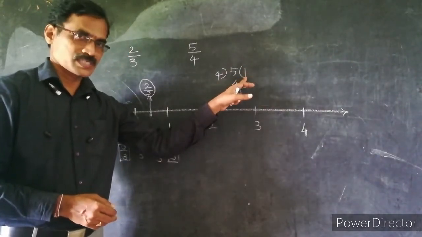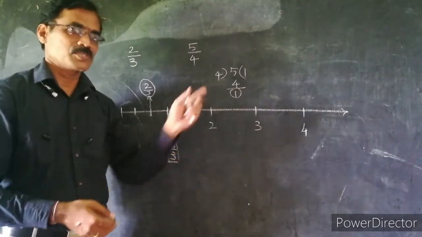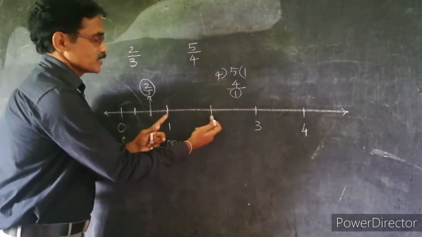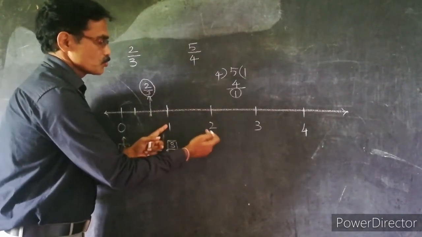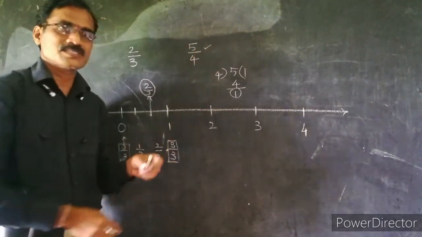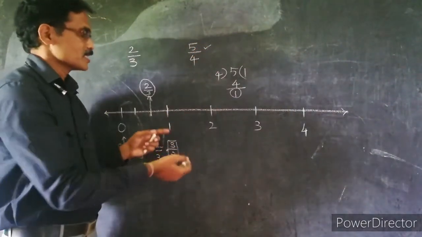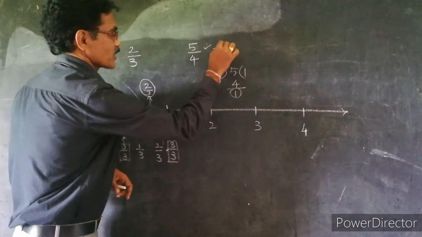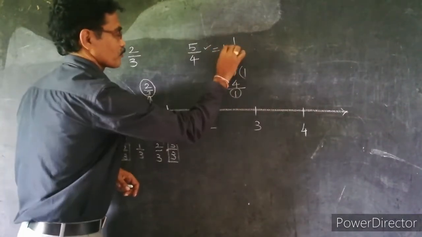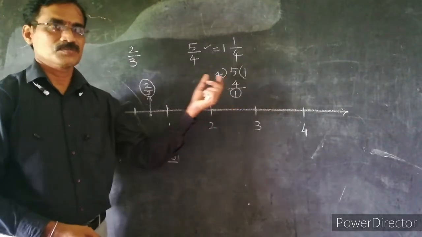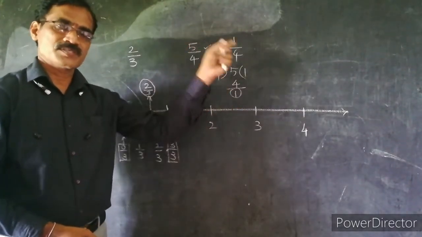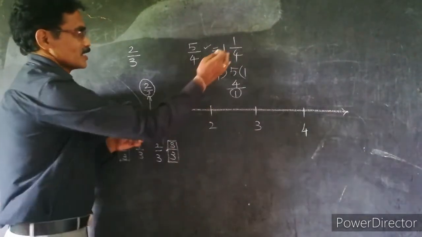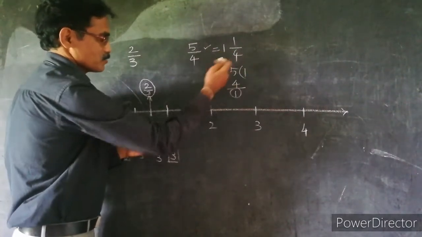1 is the quotient, and you take the next number, which is 2. So it must lie between 1 and 2. Between these two whole numbers, 5 by 4 is located. But where exactly is 5 by 4? If you write it as a mixed fraction, it becomes 1 whole 1 by 4. You know how to convert an improper fraction to a mixed fraction. 1 whole 1 by 4 means it is between 1 and 2.